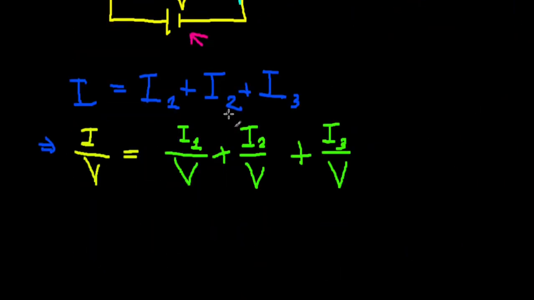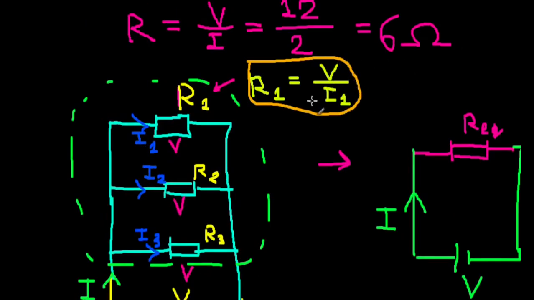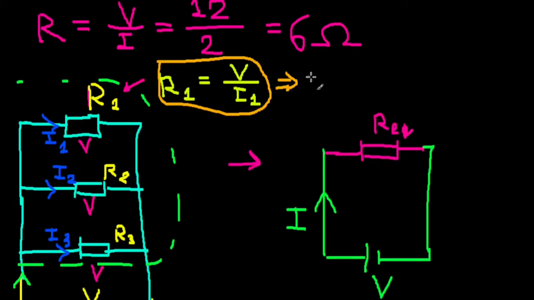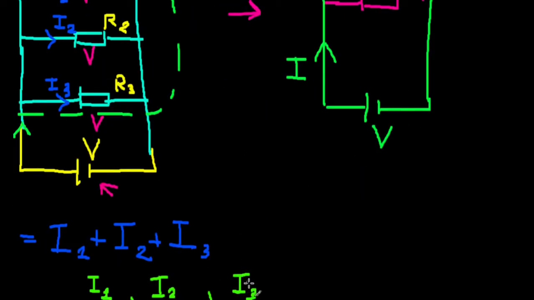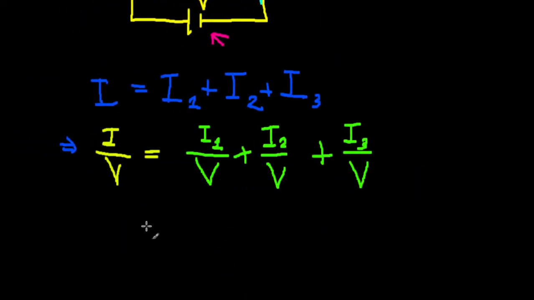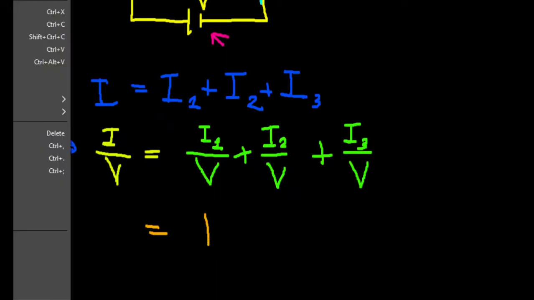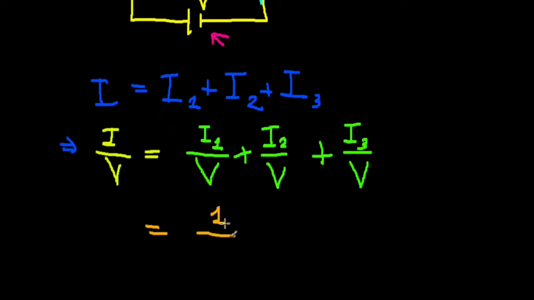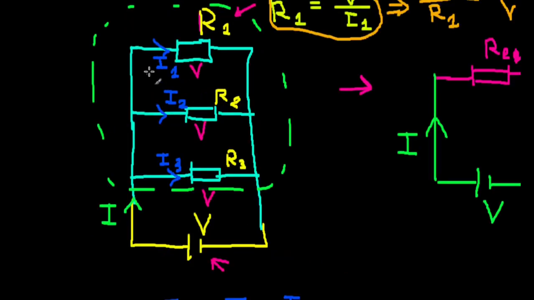Now, something interesting. We have I1 by V in our equation, and we'd like to simplify that. Here we have V by I1. So why not just invert this? What we'd have is 1 by R1 equals I1 by V, right? Now this is what we needed, this is what is in our equation. So I1 by V is equal to 1 by R1, the reciprocal of R1.